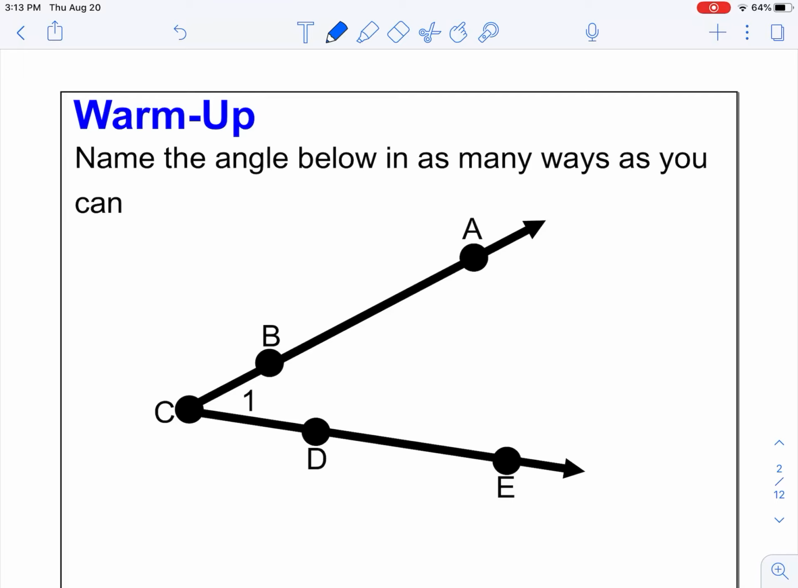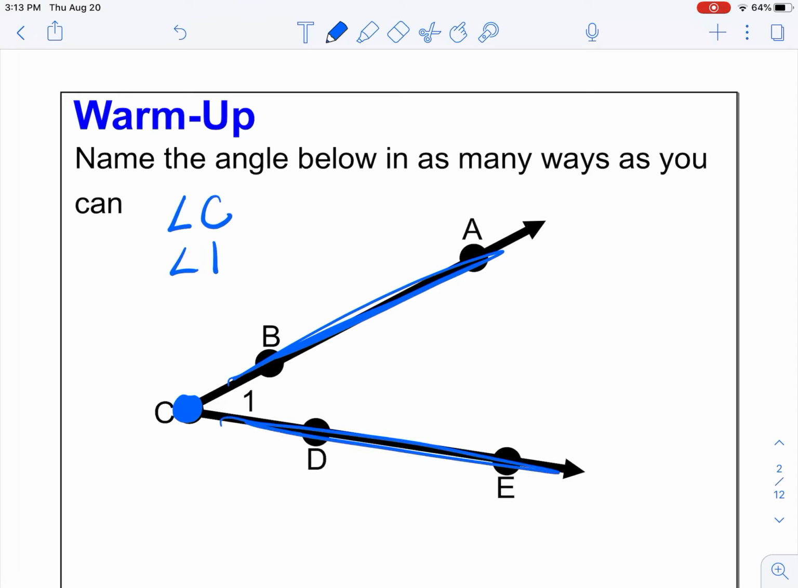So first off, we'll start with my least favorite, which is angle C. Don't like it, but it is a possibility. Angle 1 is another one. And then there's a bunch of different ways that you can name this angle using the vertex as the middle letter, and then three total points. It would have to be one of the points on this ray and then one of the points on this ray.